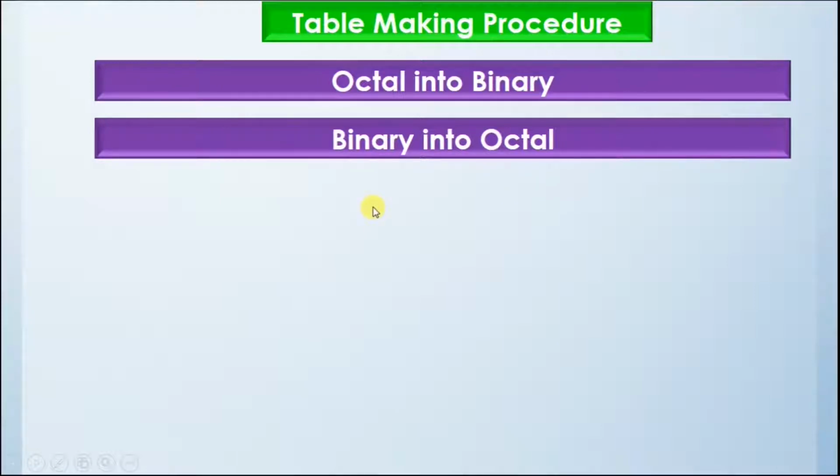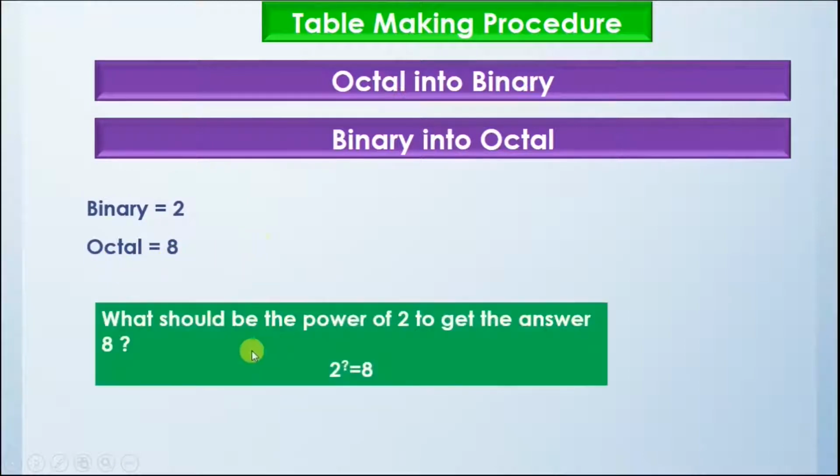So we need some information to make the table. We know that the binary has the base 2 and the octal has the base 8. So what should be the power of 2 to get the answer 8? So now we find out. We can see 2 multiplied by 2 is equal to 4 and 4 multiplied by 2 is equal to 8. So 2 raised to power 3 is equal to 8. Or we can say that 2 is multiplied 3 times to make 8. So the power of 2 to get the answer 8 is 3.